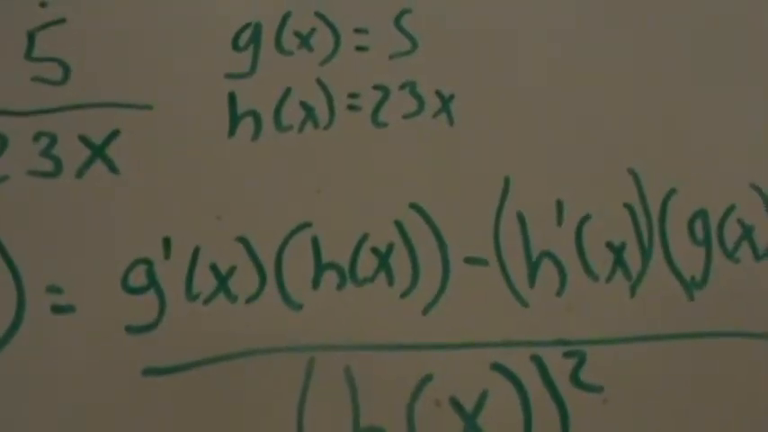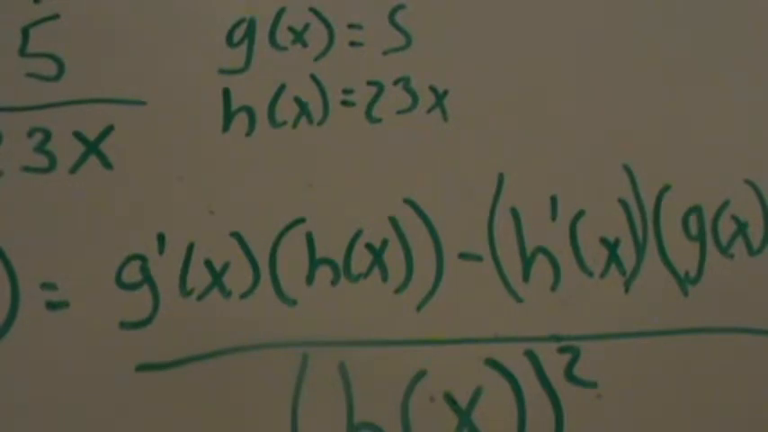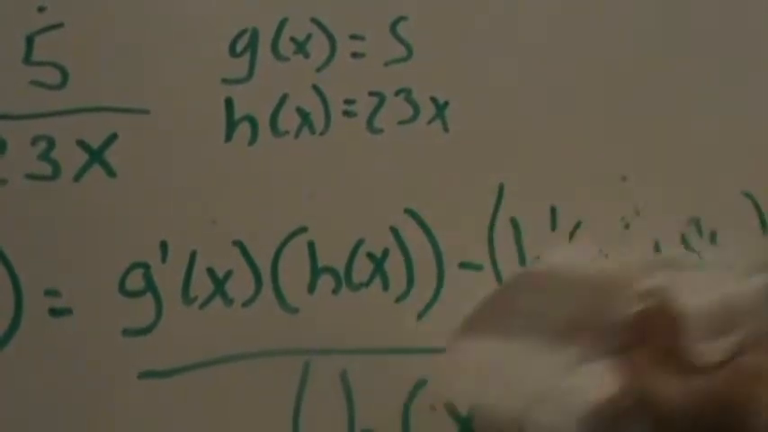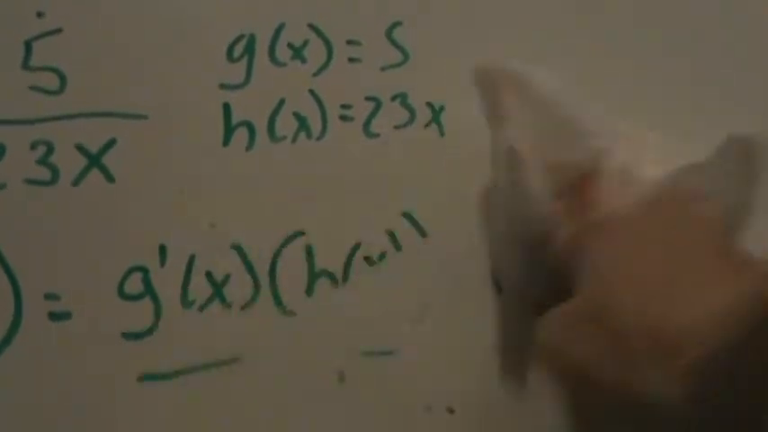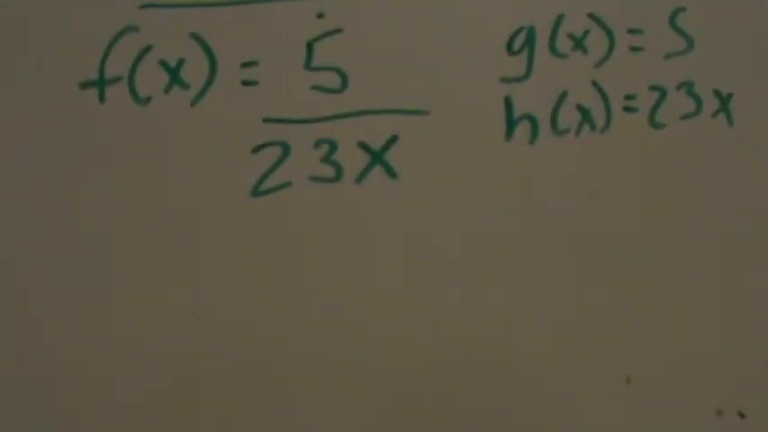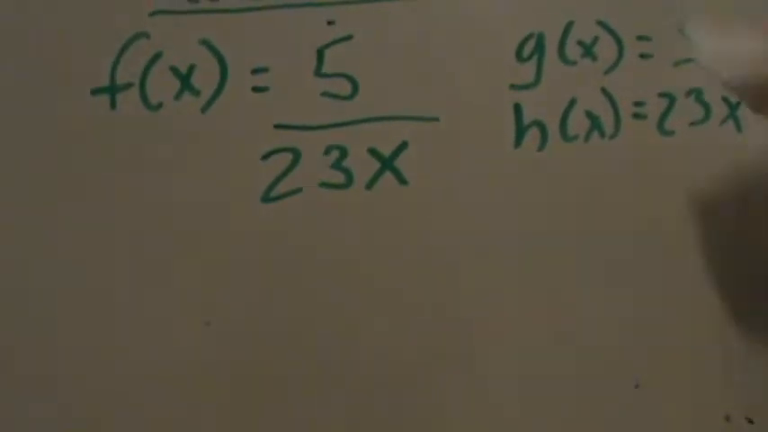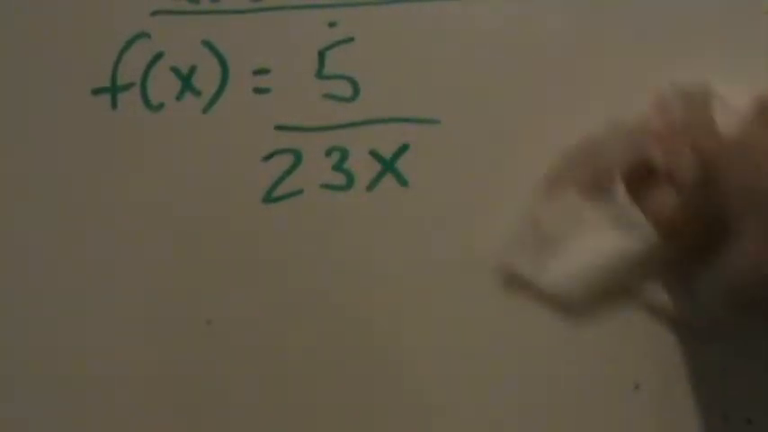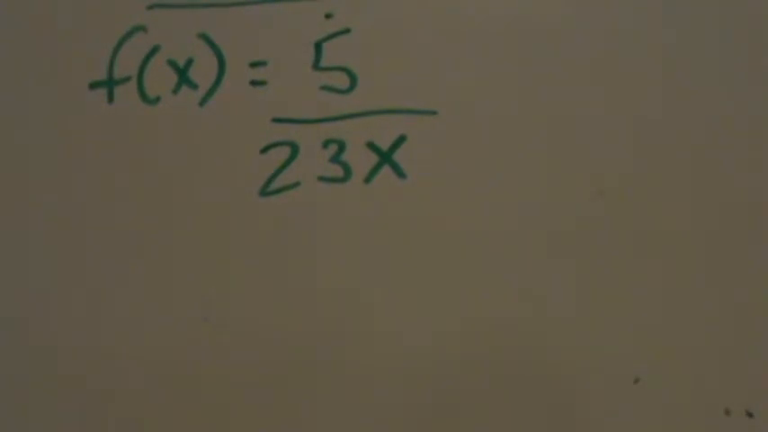So, yeah, let me show you the way of doing this with product rule now. So we have our f of x, right? And we've said that it's 5 over 23x. 5 divided by 23x. So is there a way that we can rewrite this?